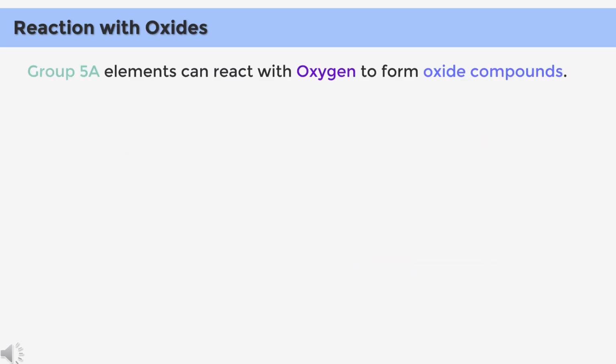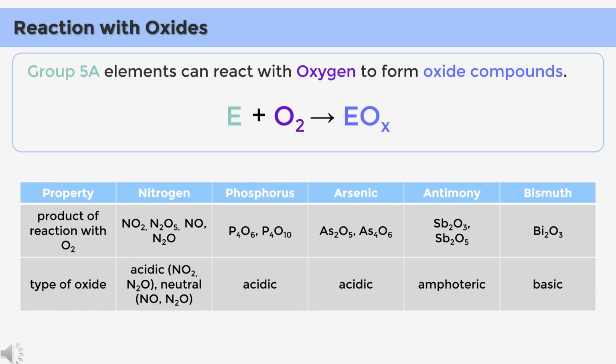Group 5A elements can react with oxygen to form oxide compounds. Phosphorus can directly react with oxygen while most other group 5 elements typically undergo redox reactions. The oxides of nitrogen, phosphorus, and arsenic are acidic. Those of antimony are amphoteric, and the oxide of bismuth is basic.